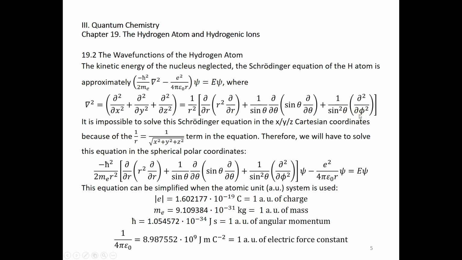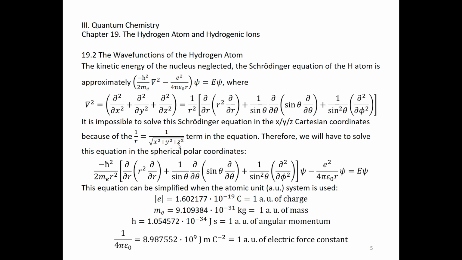It's impossible to solve the Schrödinger equation if we use the x, y, z coordinates, because we have this 1 over r on the bottom over here, and this 1 over r is equal to 1 over the square root of x squared plus y squared plus z squared.